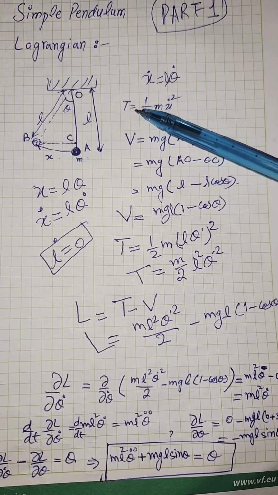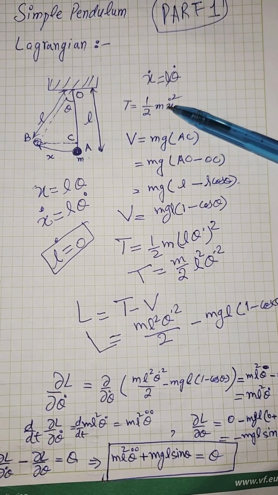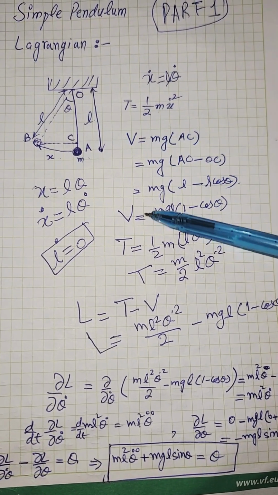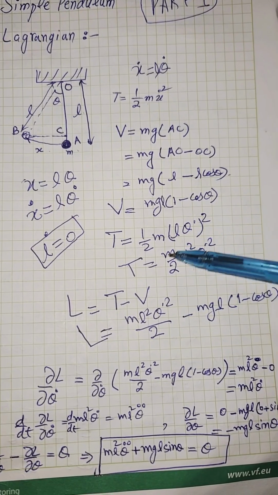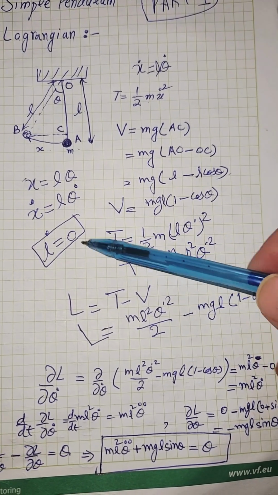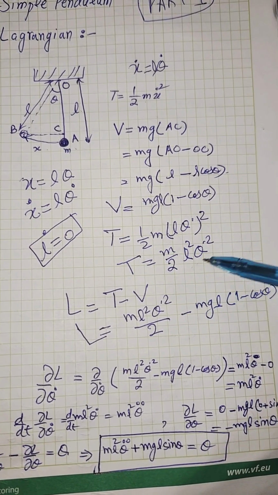The kinetic energy is given as T equals m by 2 x dot square, but x from the figure is L theta. So kinetic energy is m by 2 L theta dot square. Change in length with time is 0, so there is no L dot term in the kinetic energy.